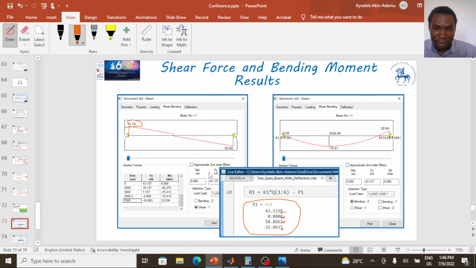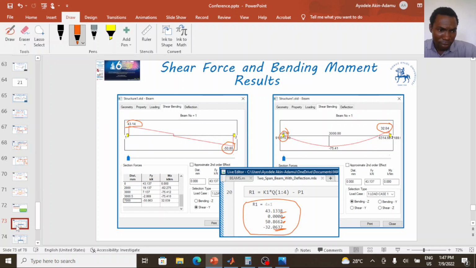This is the shear force diagram, and you can see that the first component here is 3.114, and I have a similar value here. The second component, 0, is the value of the moment at the start node. I can see the moment here is 0. This 50.8662 is the vertical reaction at the end node, which is given as minus 50.86, which is what we have here. And what we have here is our moment value, minus 32.0637, which is similar to this value here, 32.04.